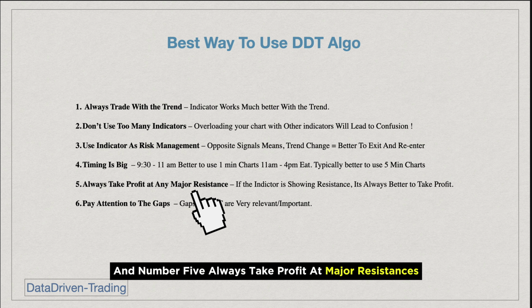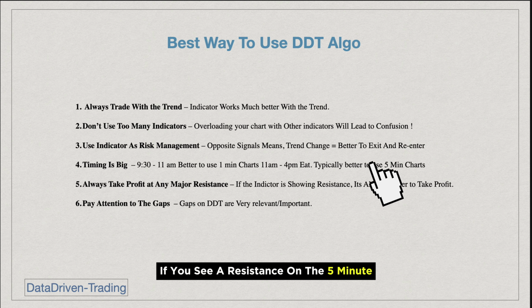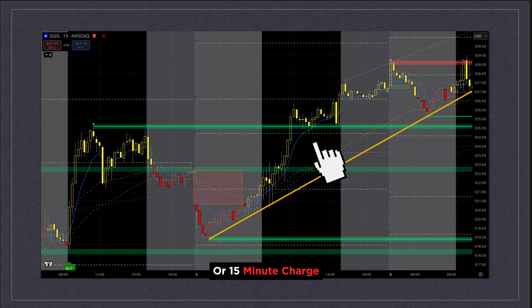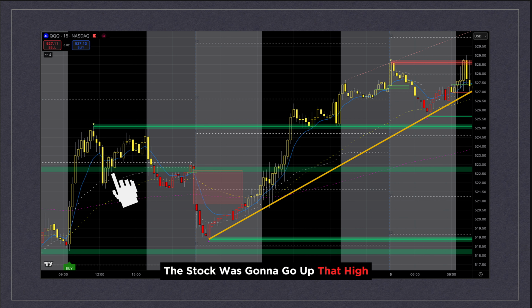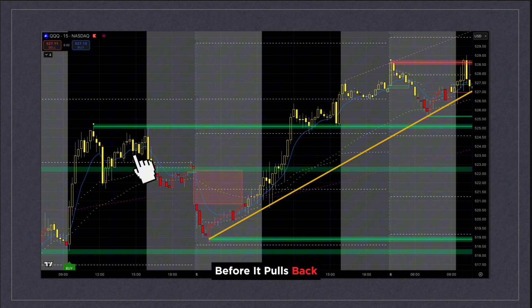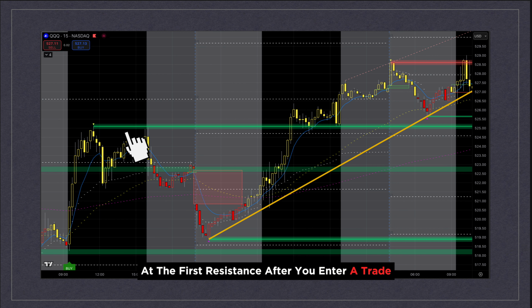And number 5, always take profit at major resistances. If you see a resistance on the 5-minute or the 15-minute chart, you always want to take a little bit of profit, even if it's 20, 30, 40 cents away, because remember, that resistance could mean that was the last time the stock was going to go up that high before it pulls back. You always want to build a cushion at the first resistance after you enter a trade. And we'll talk all about this in the live examples and give you an idea of what I mean.